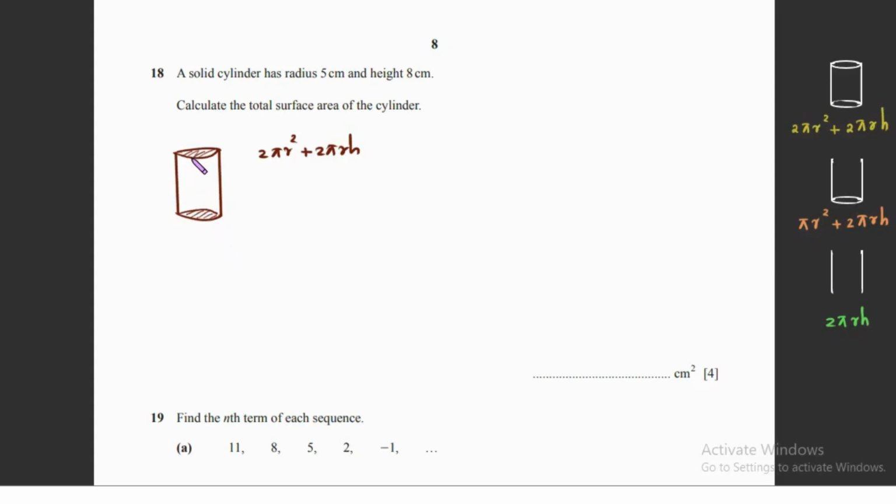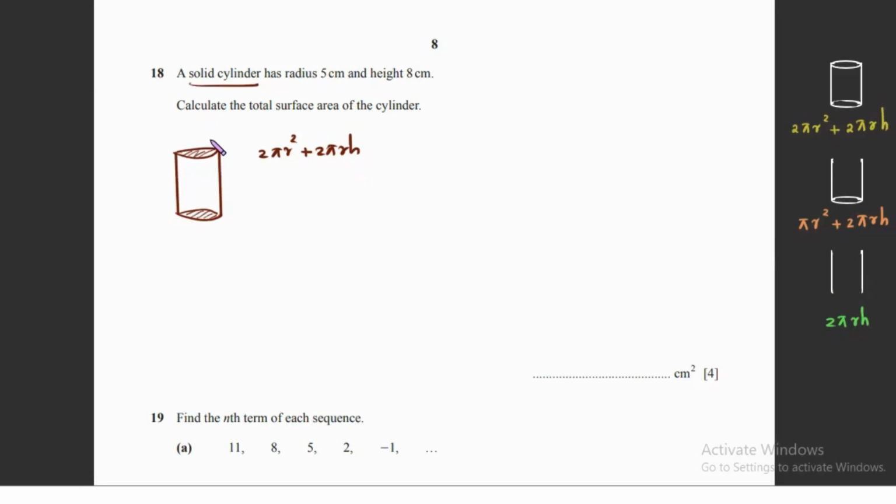Let's also say that now there is no top or no bottom, just like a pipe. In that case, to calculate the total surface area, we will have to go with the formula 2 pi r h, because it does not have the two circles, so we cannot use that 2 pi r squared in that formula. In this question, as it clearly states that this is a solid cylinder, we have to make use of the formula 2 pi r squared plus 2 pi r h.